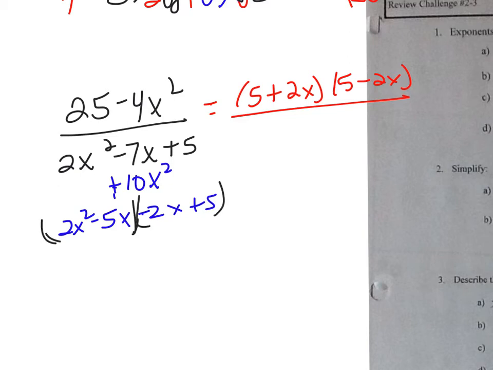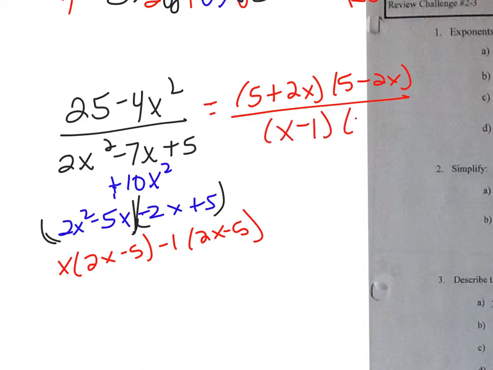So the GCF is x times 2x minus 5. And then the GCF is negative 1 times 2x minus 5. So my factors are x minus 1 and 2x minus 5.